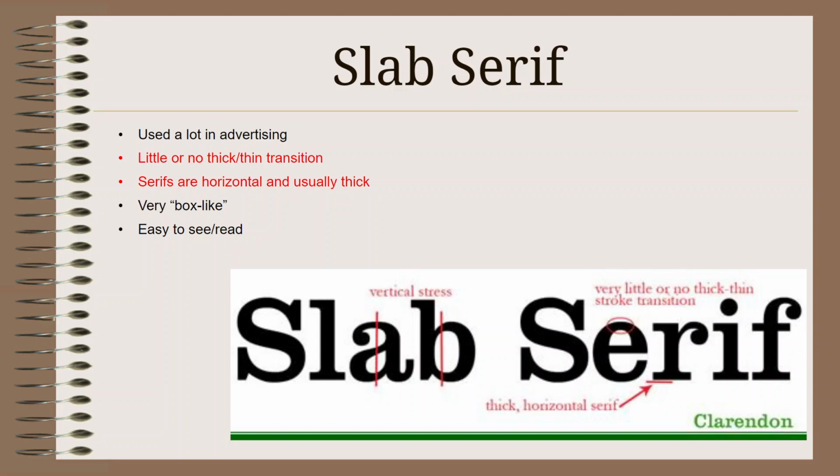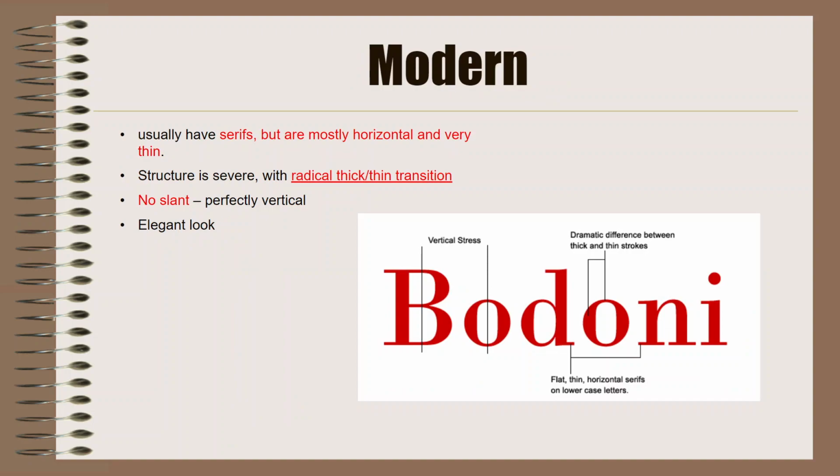So if you look on the A here, this is a little bit thinner than here. If you connect the thinner parts, that will give you your stress. So you can see here that your stress on the slab serif is going straight up and down. Slab serif, really easy to read, very, very basic. An example of that would be the Claridon. Most of your word processing documents, they're going to be in a slab serif. That's your default because they're easy to read.